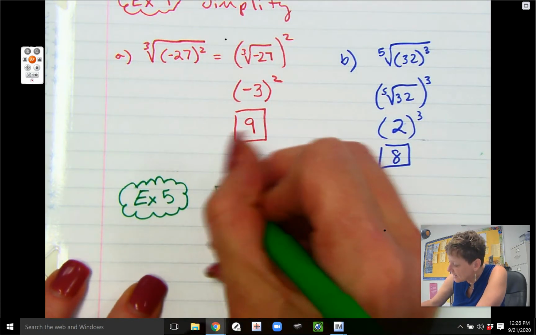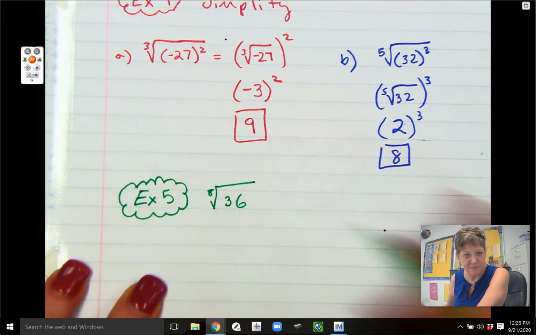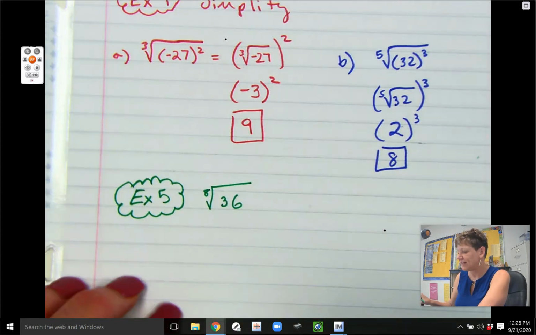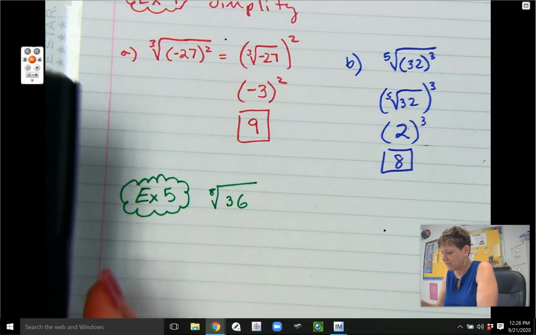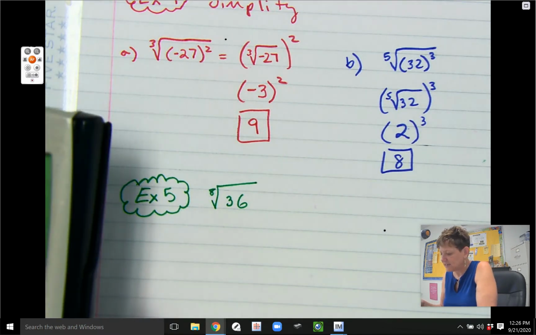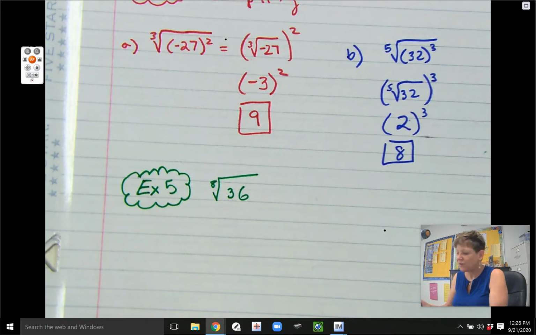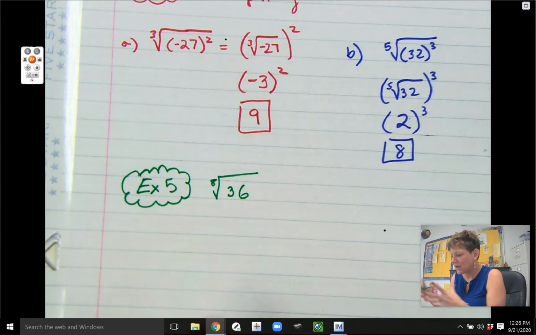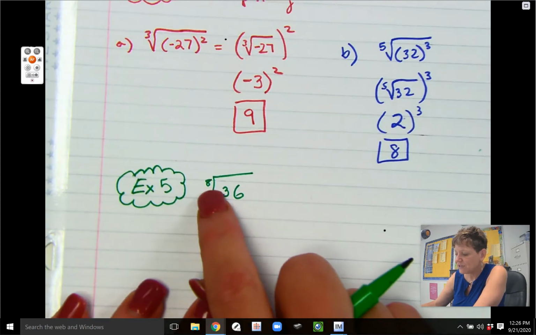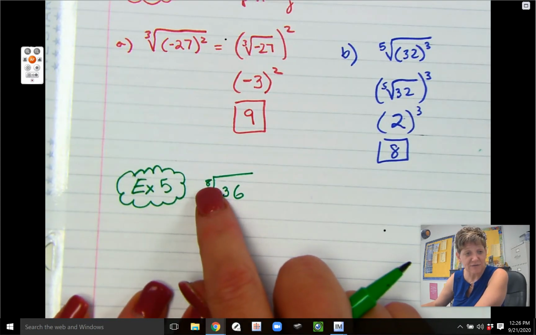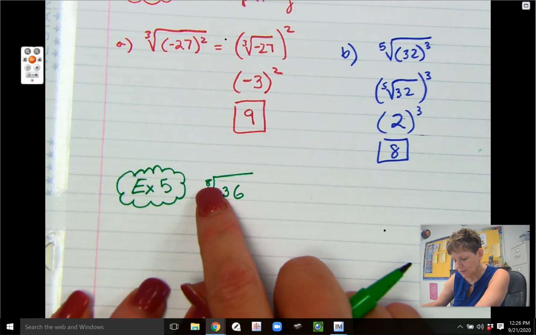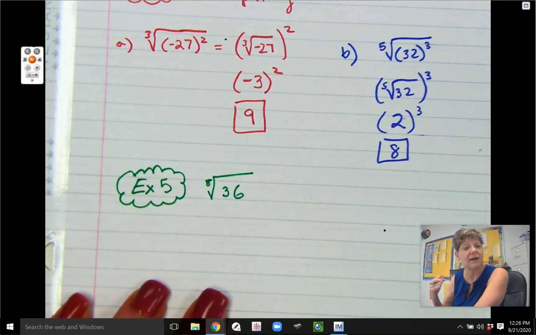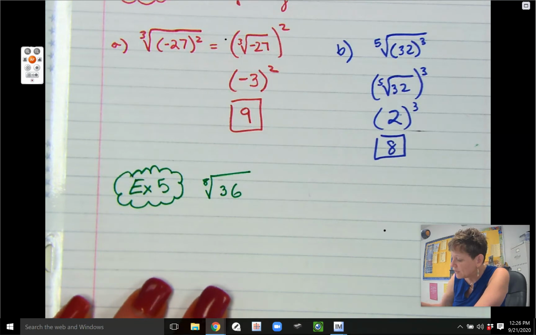Here I have the 8th root of 36. Now, if I go to simplify that, 2 to the 8th is already bigger than the number in there. So I really can't break this into a perfect power of 8. So I have to do something else. Remember, I can break up the index into its factors. So what could I break 8 up into? I could break it into 4 times 2. So that's what I'm going to do here.